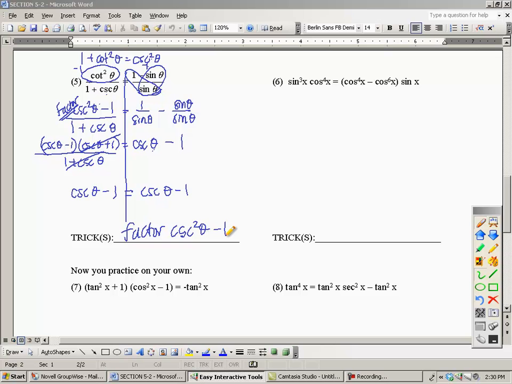One last one before we look at a couple other ones. Okay, take a look at the sixth one. Sine cubed times cosine to the fourth equals quantity cosine to the fourth minus cosine to the sixth times sine of x. Okay. Which side is worse? In this case, I think the right side is worse.